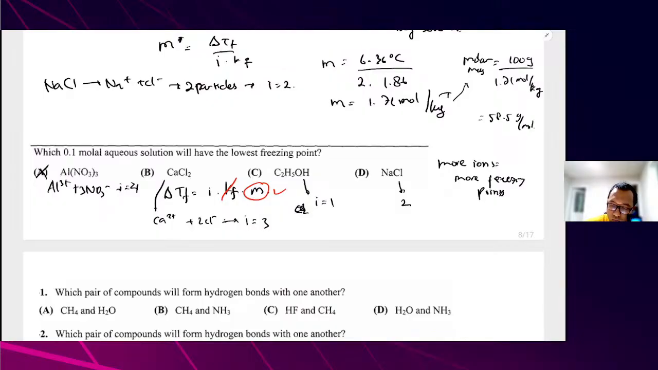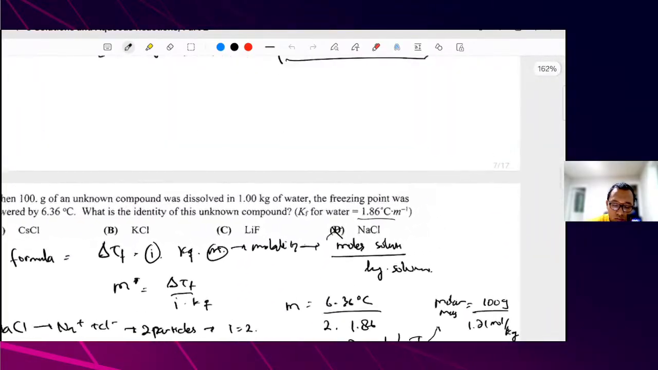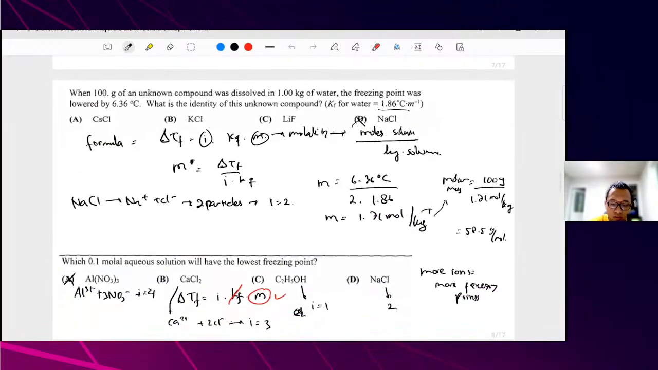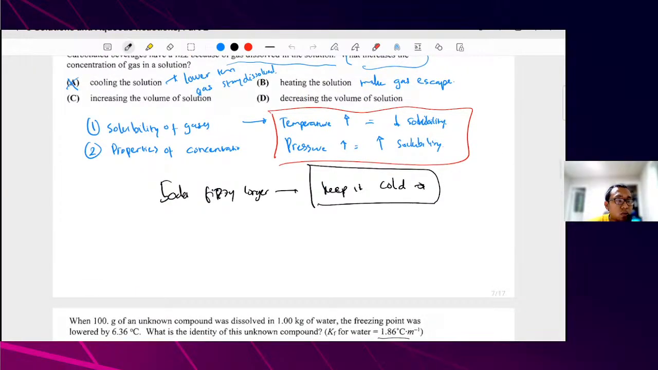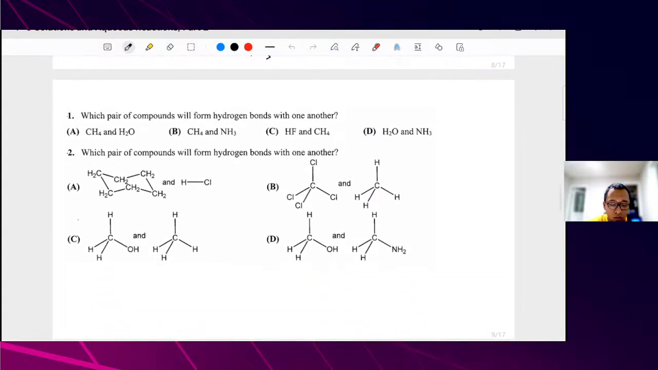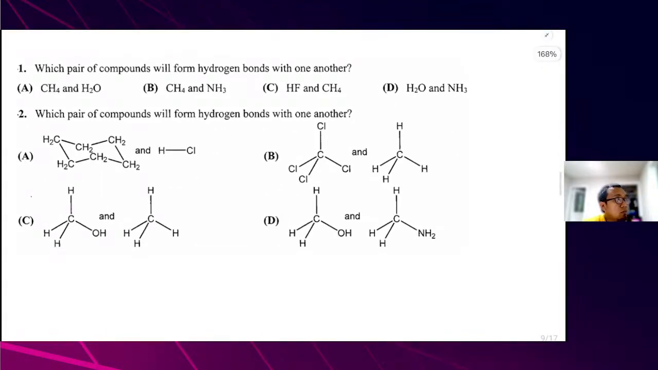So now we are continuing our discussion. In the previous meeting we discussed solutions and aqueous reactions. However, the previous questions that we discussed were just study questions. Now we are dealing with real questions from the ACS exam. Okay, now let's get started with number one.